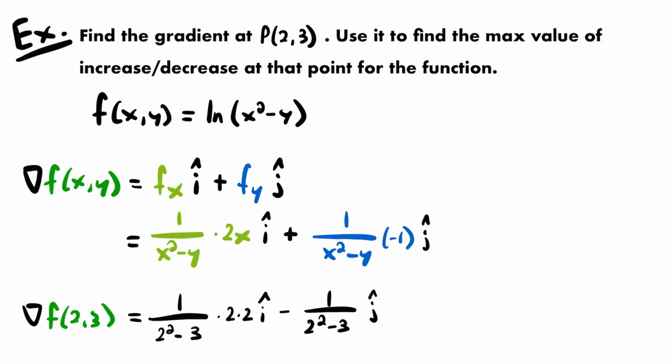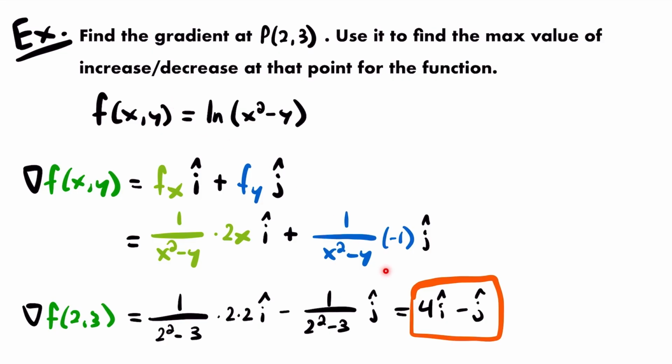Okay, and then simplifying, 2 squared is 4, minus 3 is 1. So we have 1 divided by 1, which is 1, times 2 times 2, which is 4. So we get 4i. And then for j, 2 squared is 4, minus 3 is 1, 1 divided by 1 is 1, so we have minus 1j, or just minus j. Okay, and that right there would be the gradient vector at the point (2, 3) for this multivariable function.